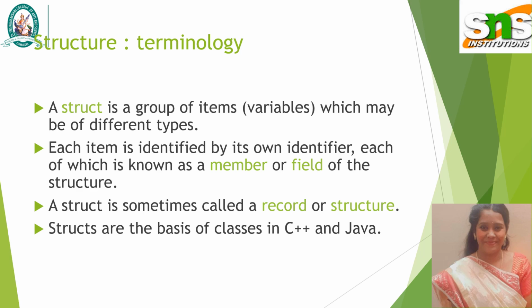So, the structure terminology. A structure is a group of items which may be of different types. Each item is identified by an identifier, and the member or field of the structure is also identified by an identifier. A structure is sometimes called a record, and the record is also used by a particular name. Structure is the basis of C++ and Java.